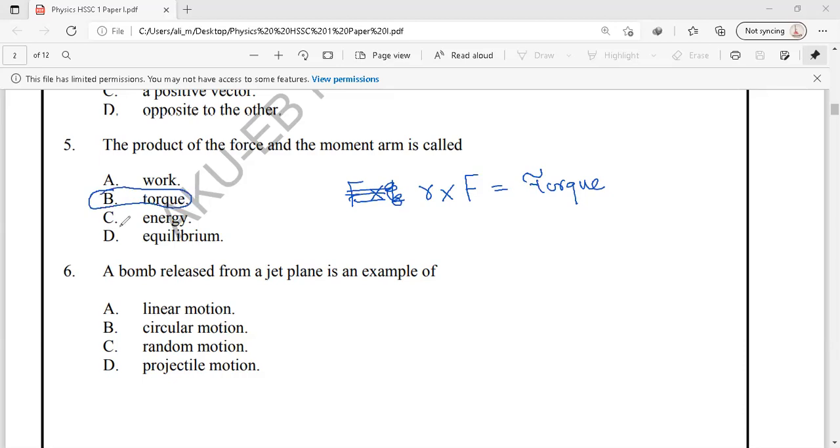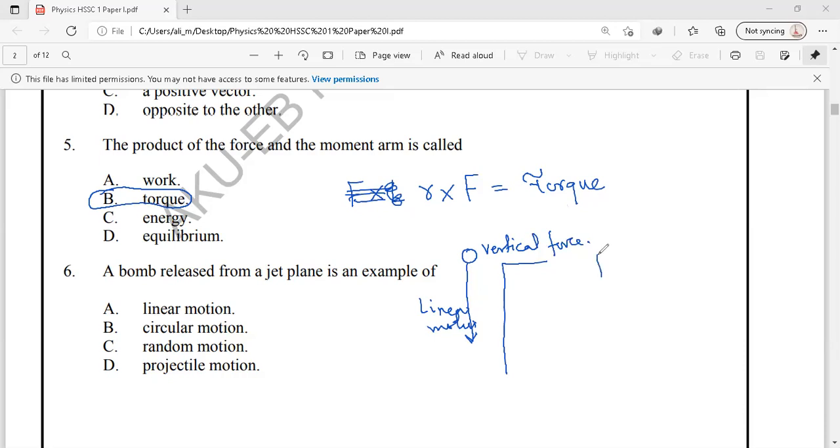In the next question, a bomb is released from a jet plane as an example of which type of motion. So if we release something from the top, let's say the top of a building, it follows a free fall motion and it comes to the ground in a linear motion. Because when releasing this ball, it has only vertical velocity or vertical force acting on that body that attracts it toward the center of the earth.